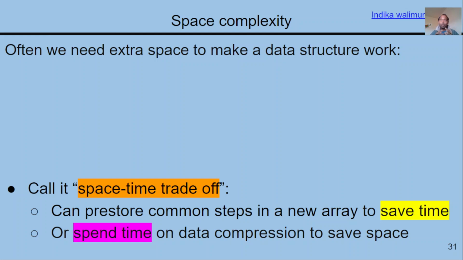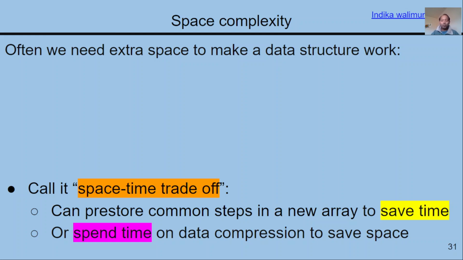Basically, there are two examples here. We can pre-store common steps in an algorithm in, let's say for example, a new array to save time. You know that array access is order 1, so if we pre-store, then we don't need a loop or anything to access. We can directly access those values. That way we sacrifice some space to gain speed.